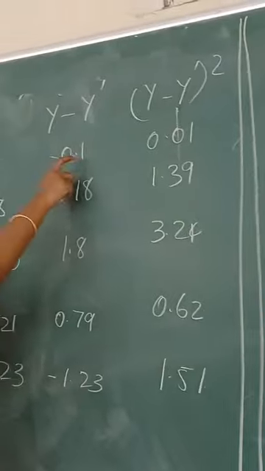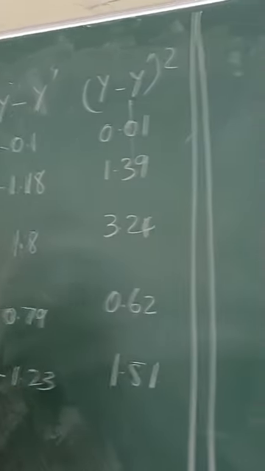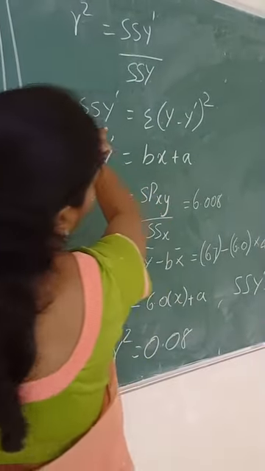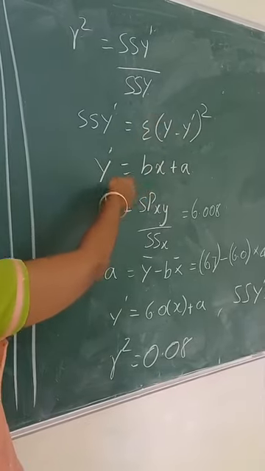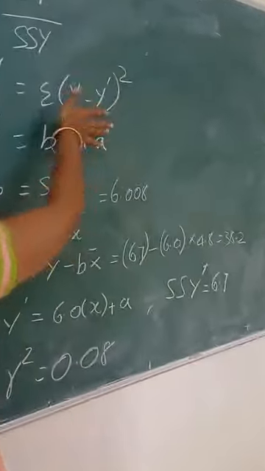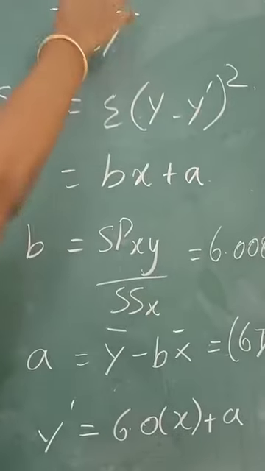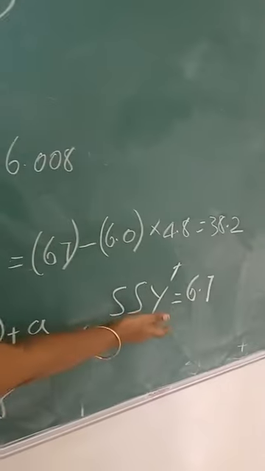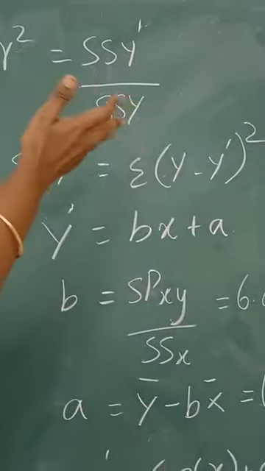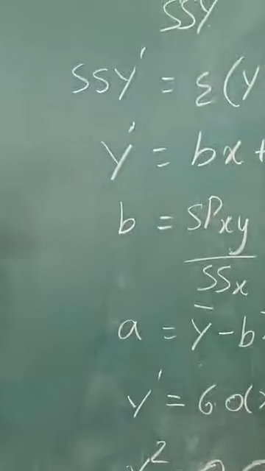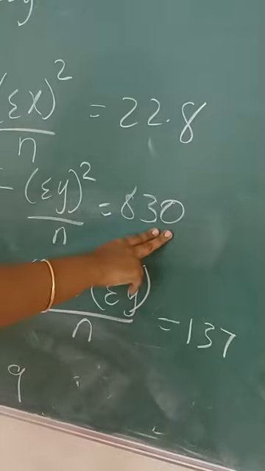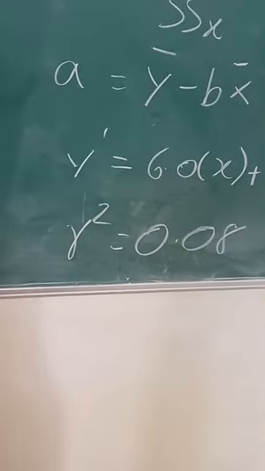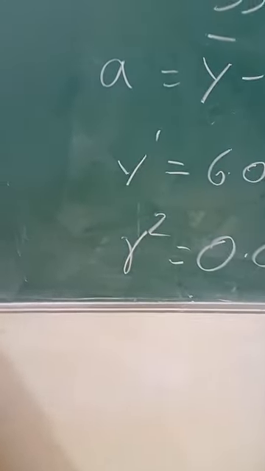You have to square the respective values and find the value of SS y'. After finding SS y', you sum (y minus y') the whole square, find the sum value, and substitute it here. Substitute the value of SS y', that is 6.7, divided by SSy. The SSy value will be 830. So 6.7 divided by 830 gives R square equal to 0.08. That's it. Thank you.